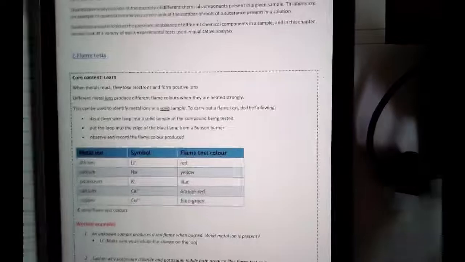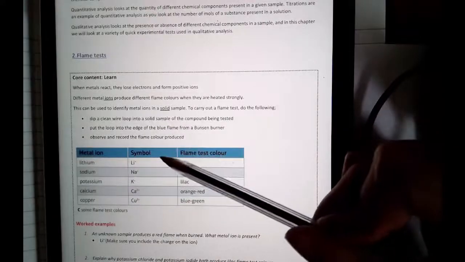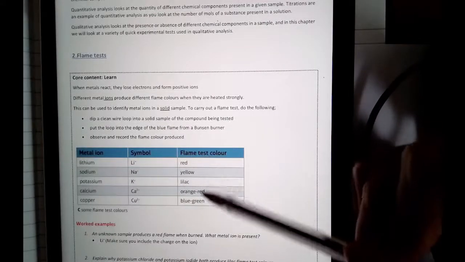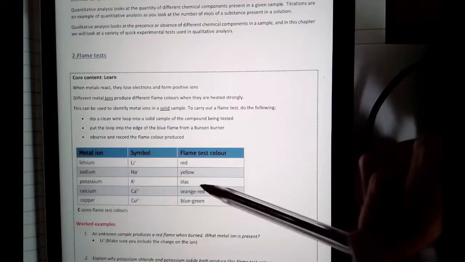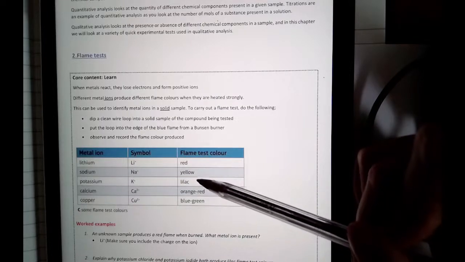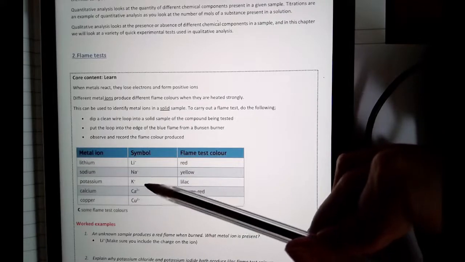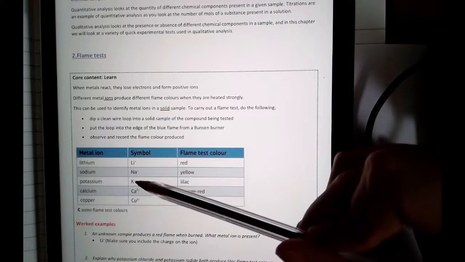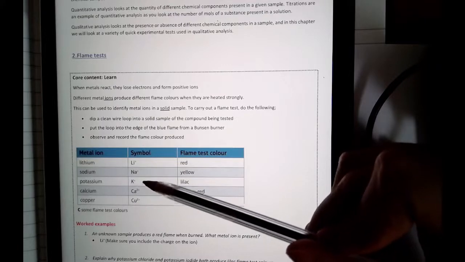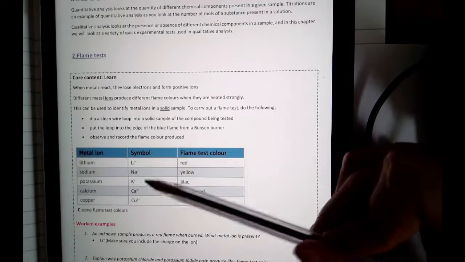They're all outlined in the booklet, but what you'll need to learn is the ion that gives the particular color change. So if they ask you a question and they say that you've carried out a flame test and you see a lilac flame, they'll say, well, what caused that lilac flame? And you'll say the K+ ion. You have to include the charge on the ion. Just saying potassium is not going to get you the mark.